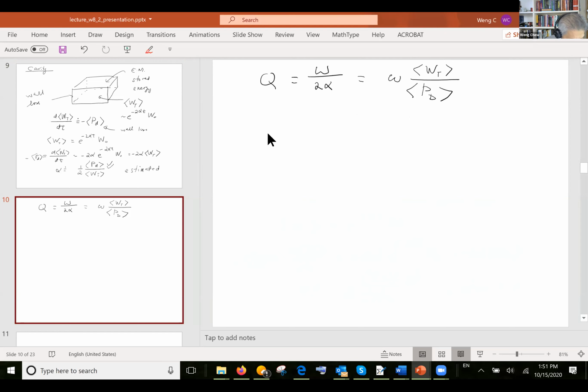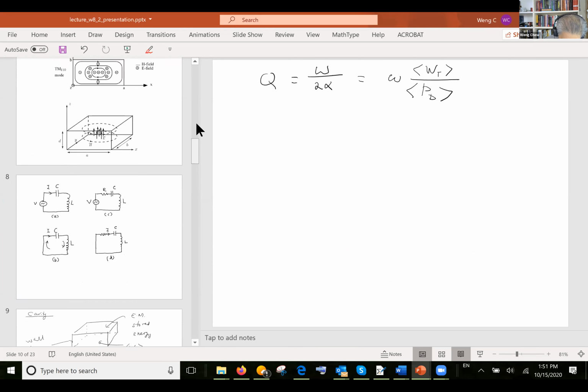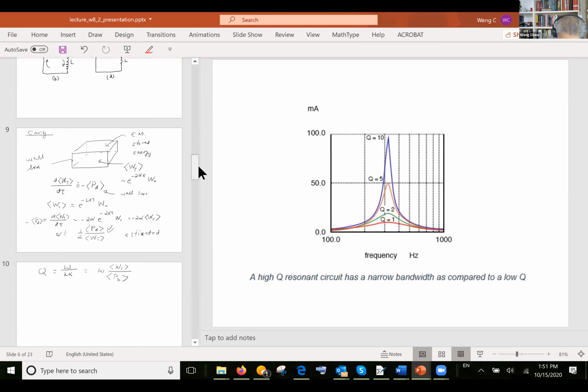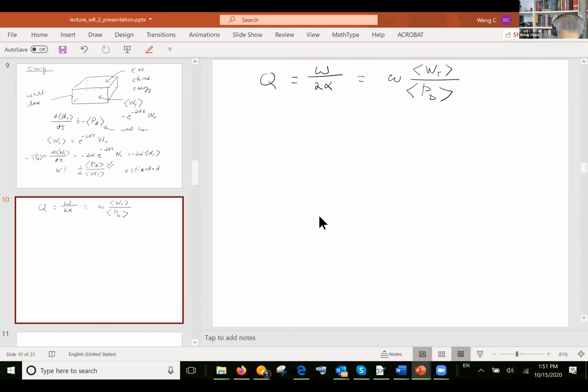Okay, so now that we know what a Q is, if we were to plot it, it's going to look something like this, as I said before. And we can use our insight from the LC tank circuit to actually relate the Q of a system to the bandwidth and the pole location. Okay.